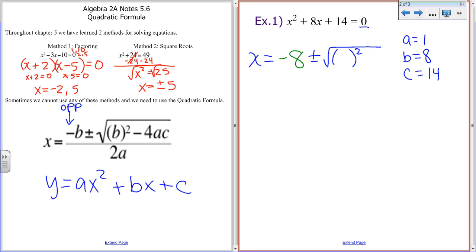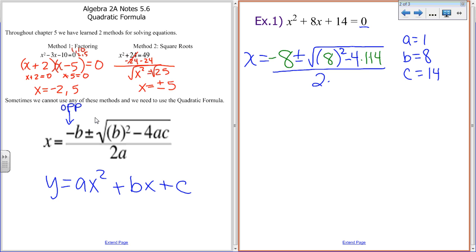So I have to plug in 8. And then we're going to have minus 4, and so that's always going to be a constant in our formula, times A times C. Let's see if I can move things over just a smidge. Times 1 times 14. The radical needs to be over all of that. And then we're going to always divide by 2 times the A value of 1.